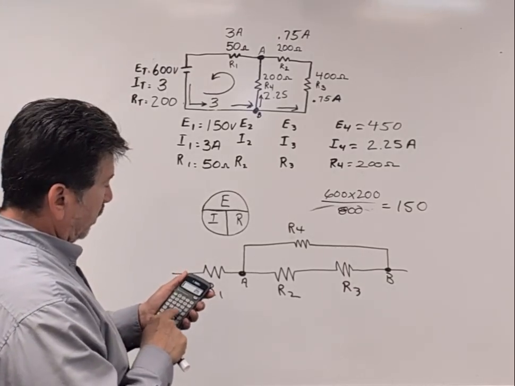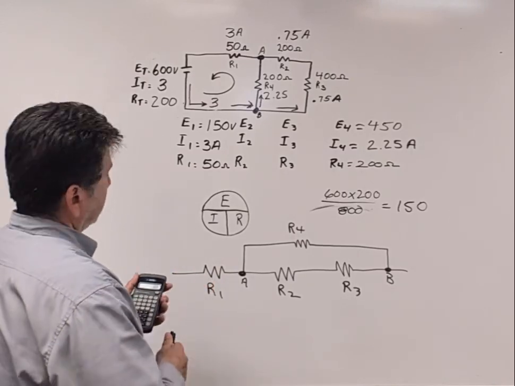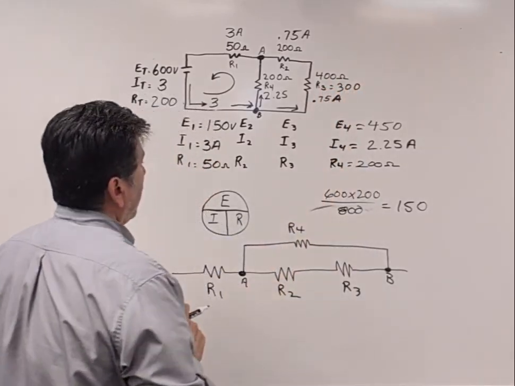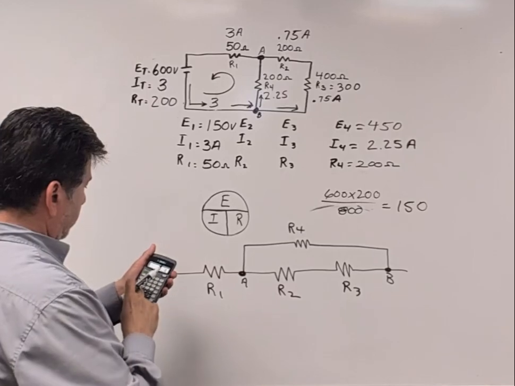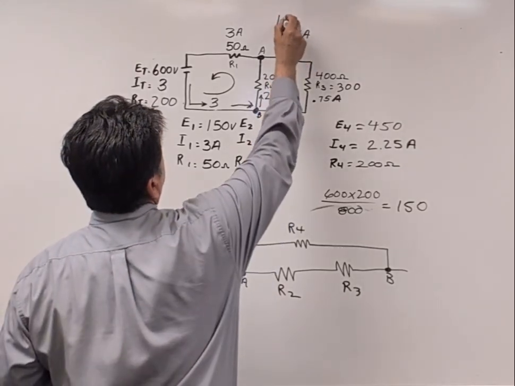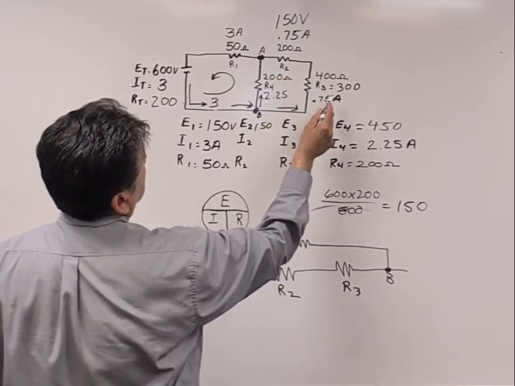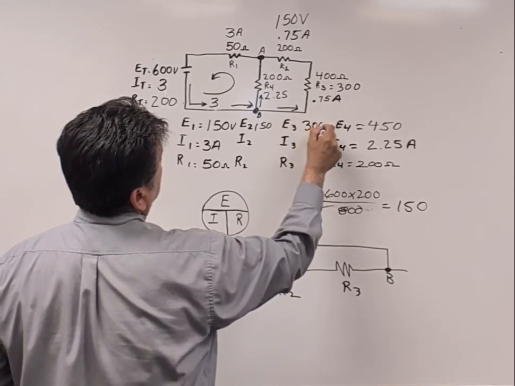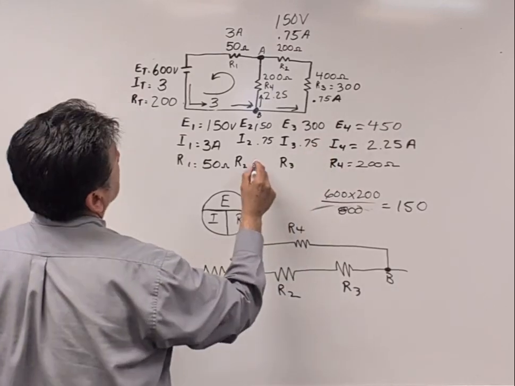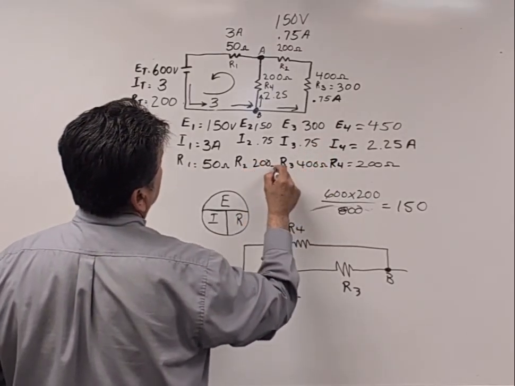So 0.75 times 400 equals 300. And 0.75 times 200 equals 150 volts. So my E2 has 150 volts, my E3 is 300 volts. I know that I have 0.75 amps, 0.75 amps, and given 200 and 400 ohms.